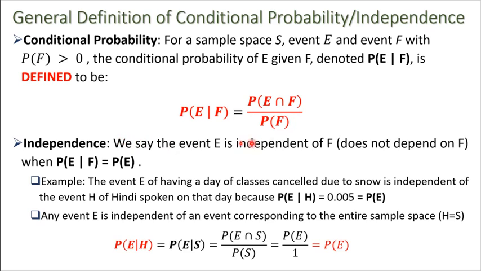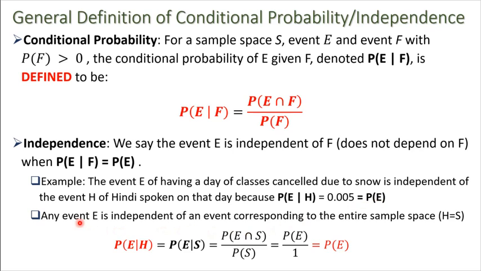So we could say that the event E is independent of F, right? So it doesn't depend on F when the probability of E given F is just equal to the probability of E. So as we said in the example, when the event F was really corresponding to the event H of Hindi being spoken, we said that the event E of there being a snow day was independent of Hindi being spoken on that day, right? So the probability of E given H was 0.005, which was the same as the probability of E itself, or just the probability that we had a snow day.